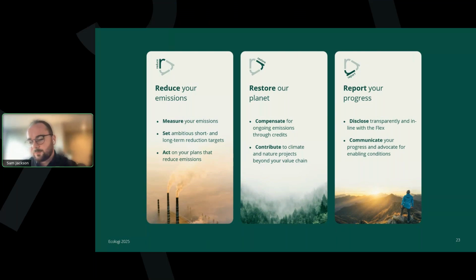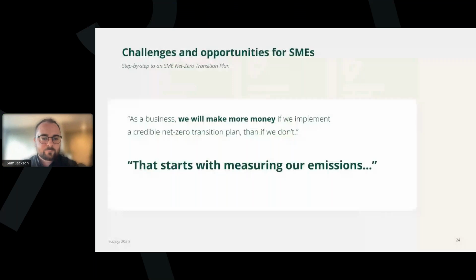and if I go to my final slide here, by making that case, as a business, we're going to make more money if we implement a credible net zero transition plan than if we don't. Supplemented, of course, by the fact that this is necessary, it is important, it is morally correct as well. But as a business, we will make more money if we implement a credible plan, and that credible plan starts with measuring our emissions.